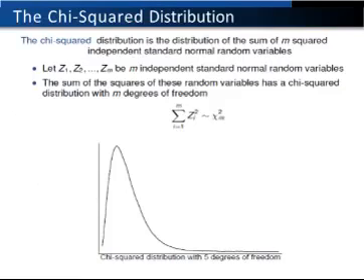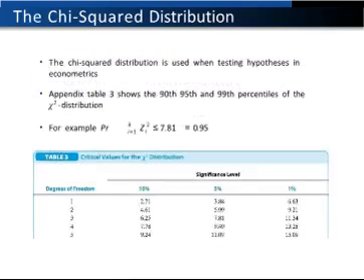The chi-squared distribution is the distribution of the sum of m squared independent standard normal random variables. Let z1, z2, up to zm be m independent standard normal random variables. The sum of the squares of these random variables has a chi-squared distribution with m degrees of freedom. The chi-squared distribution is used when testing hypotheses. In the econometrics table, the 90, 95 and 99 percentiles of the chi-squared distribution are shown. For example, the critical value of the chi-squared distribution at 3 degrees of freedom and 5% level of significance is 7.81.